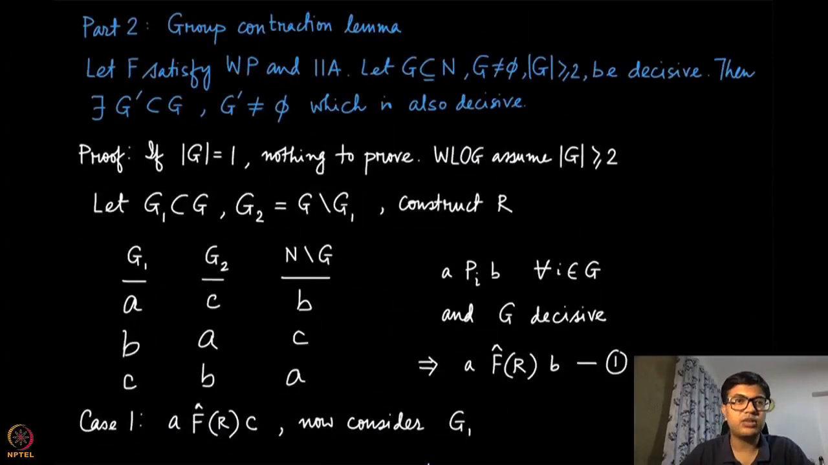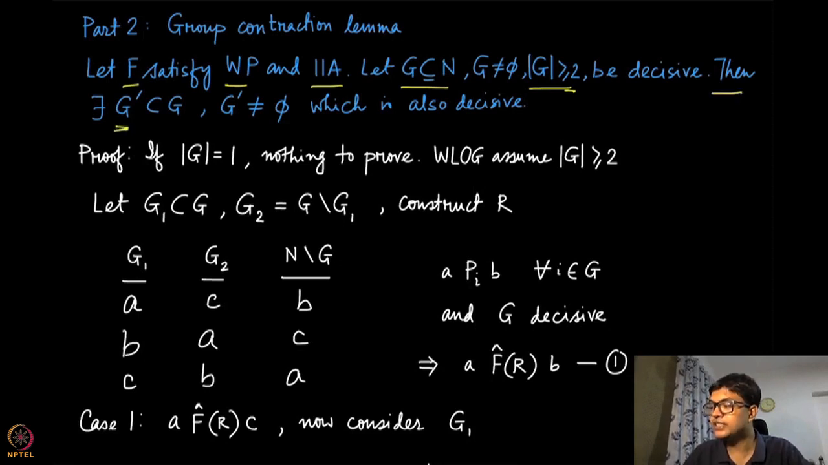I'm just skipping that. Let us now come to the second part of this theorem, which is the group contraction lemma. As we have already mentioned, if we have this Arrovian social welfare function that satisfies weak Pareto and IIA, and we have a non-empty group which has two or more members, because if you have just one member, then we are already done. We have proved that that group is decisive, which means that it is the dictator. So let us look at only those groups which are decisive and have two or more members. Then what it says is that there exists a G prime, which is a strict subset of G, and it is not empty, which is also decisive. So you can actually reduce it to a smaller set, which is a strict subset and still continues to be decisive. Okay, so let's try to prove that.